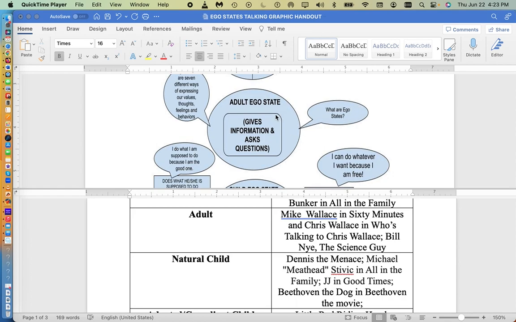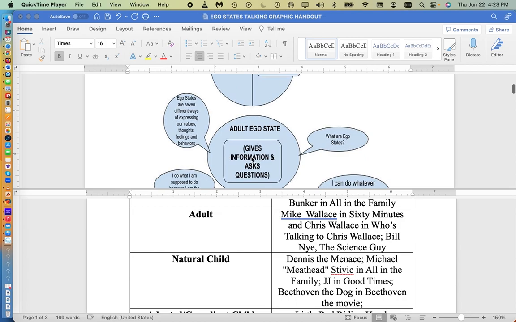So right now I'm in an ego state where I am simply giving you information. Okay, if I'm going to ask questions, I'm also in the adult ego state. Thus the ego state of a person is the state in which he or she gives information or asks questions. So if I were to say, what are the ego states, or the 7 ego states, and pose that question, and if I answer the 7 ego states are different ways of expressing our values, our thoughts, our feelings, and our behaviors, I am operating within the adult ego state that's within my personality.